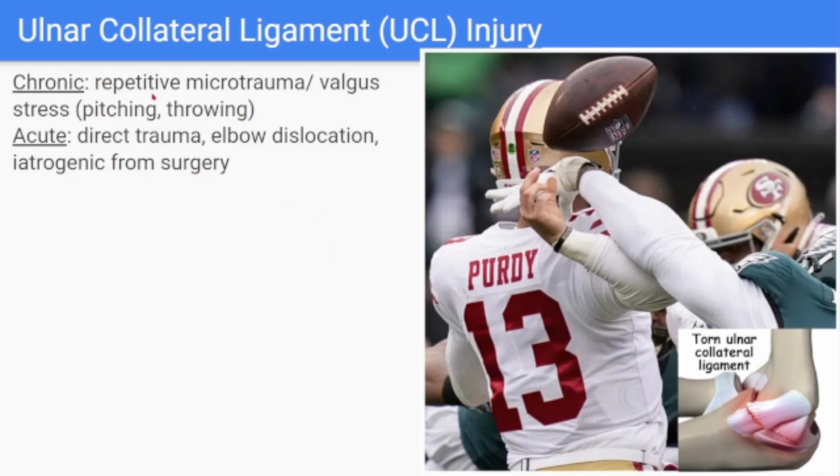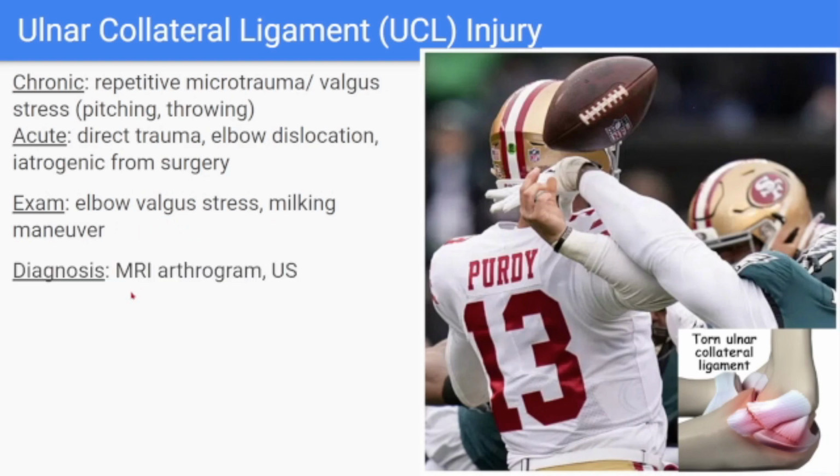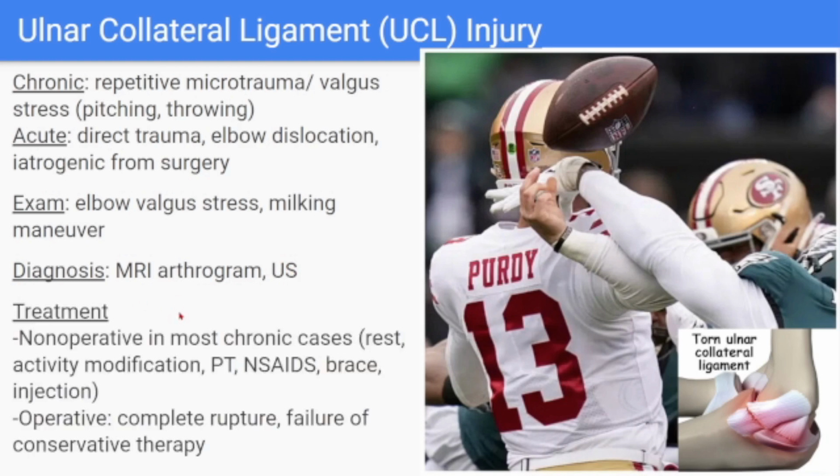But it can be either chronic from repetitive microtrauma, think baseball pitcher, or acute direct trauma, such as in this case, or some even more violent trauma, like an elbow dislocation or from surgical intervention, okay? You can clinically diagnose it by stressing that ligament and then comparing it to the unaffected arm. Diagnosis is with MRI arthrogram, meaning you put contrast in the joint before the MRI, or with ultrasound. And in some cases, you can do non-operative, right? It depends on their occupation, the mechanism of injury, etc. But complete ruptures are often considered surgical, as is failure of conservative therapy. Okay.